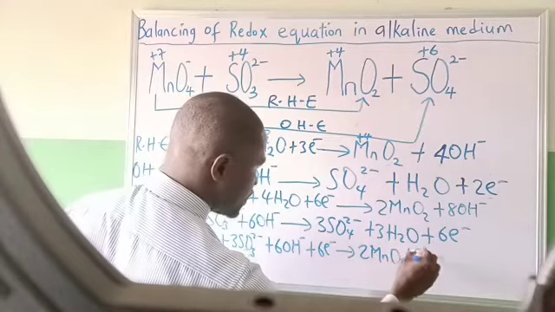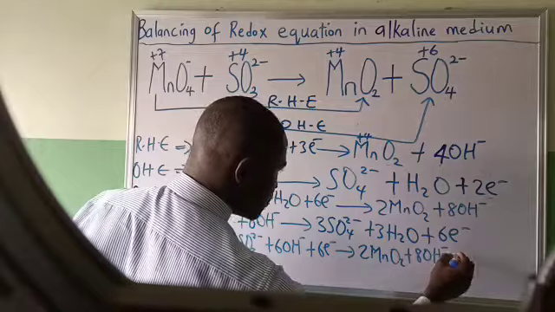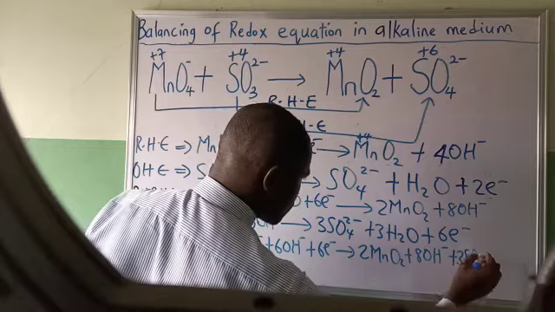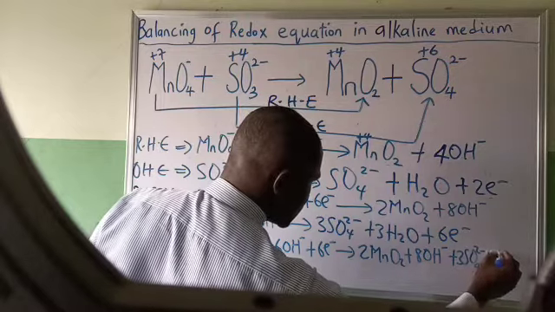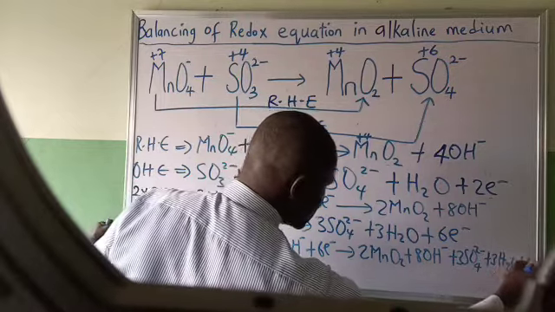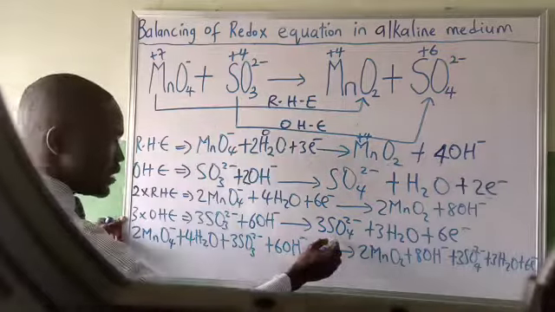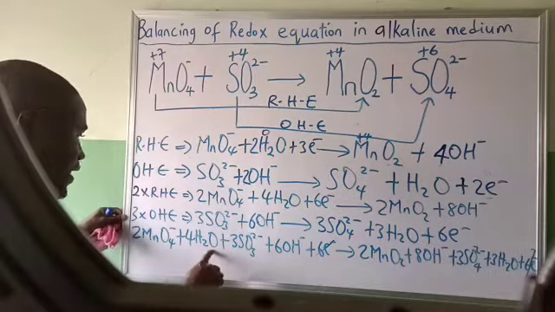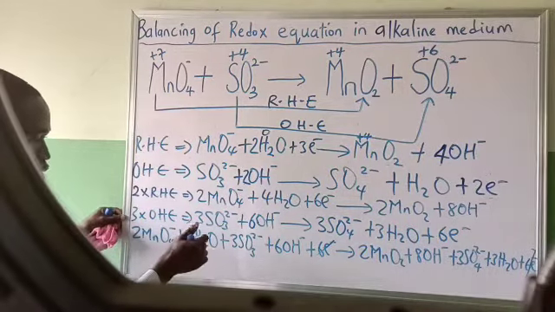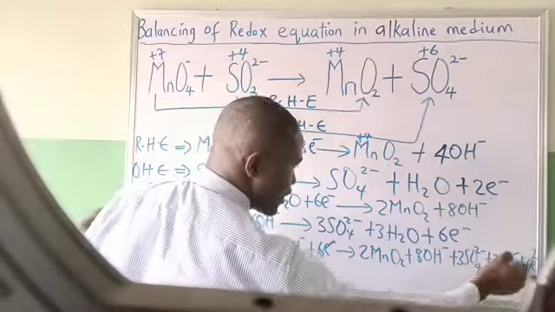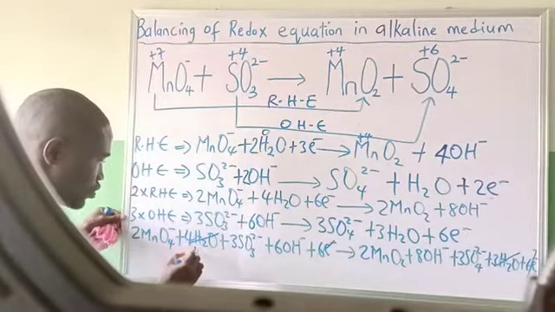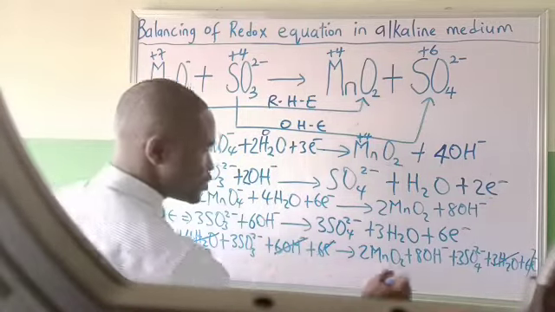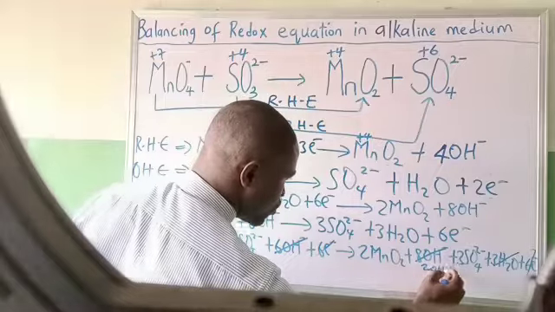2MnO2 plus 8OH then plus 3SO4 plus 3H2O plus 6 electrons. Now the electrons will cancel each other. Water here is 4. And water here is 3. If you cancel this 3, cancel this, it will remain 1 water. 6OH, this will cancel, leaving you with 2OH.